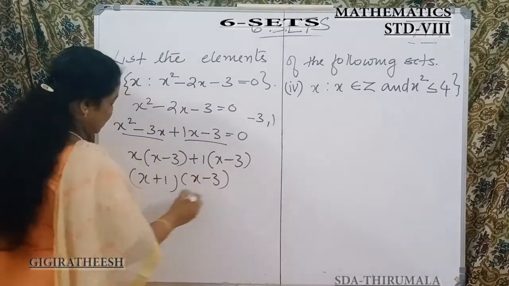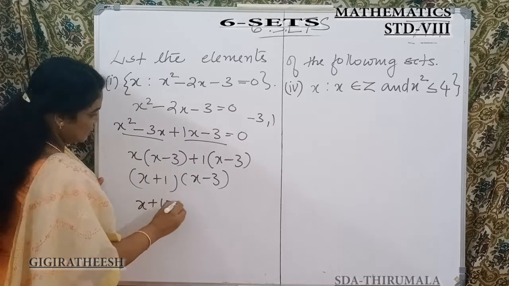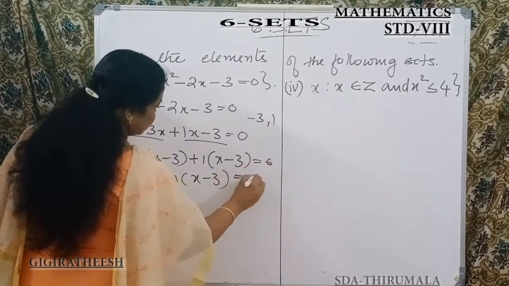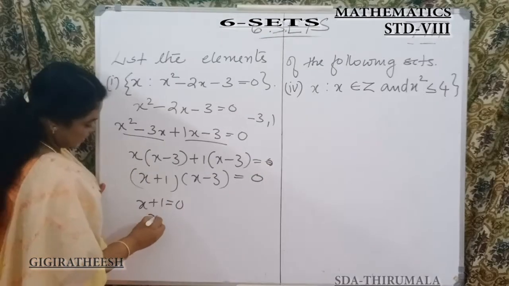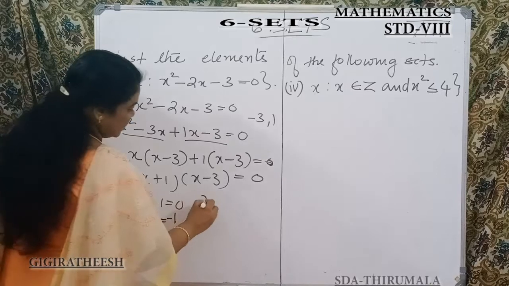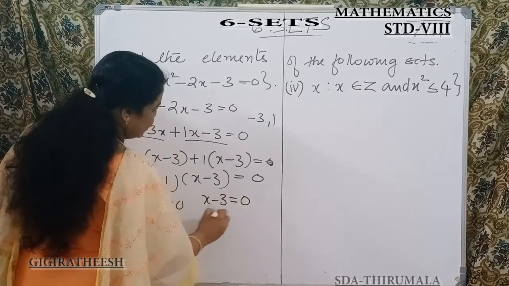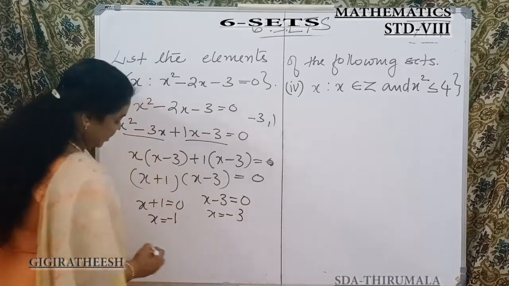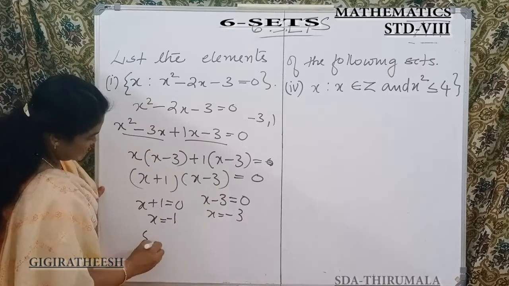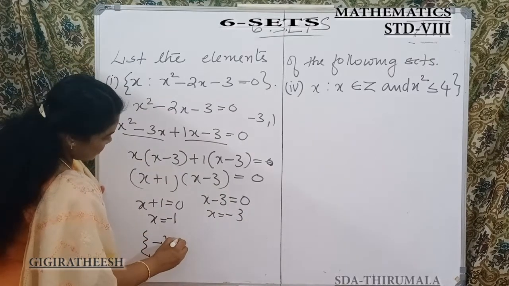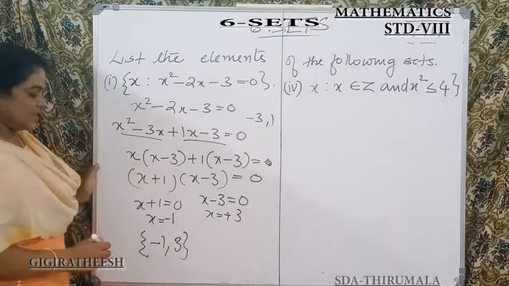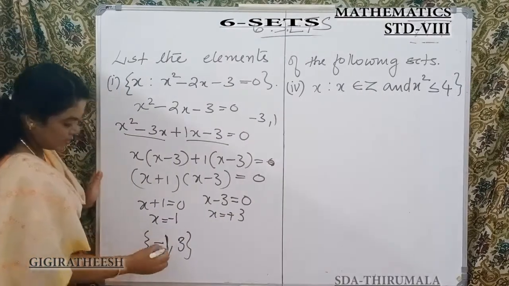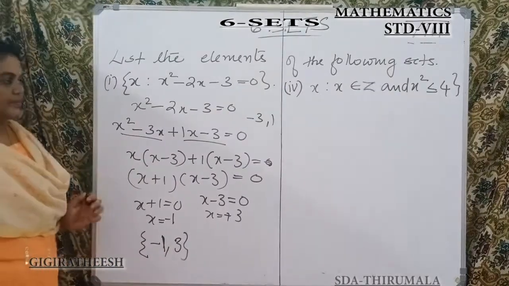The factors are, first of all, x plus 1 is equal to 0, so x is equal to minus 1. And here x minus 3 is equal to 0, so x is equal to 3. The factors are minus 1 and 3. Okay.